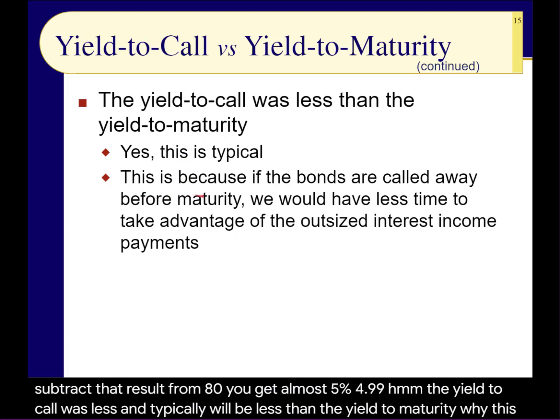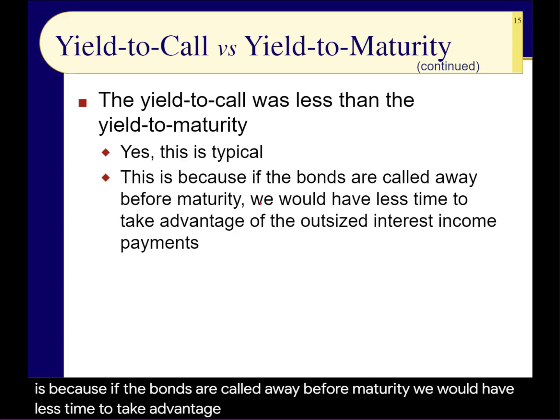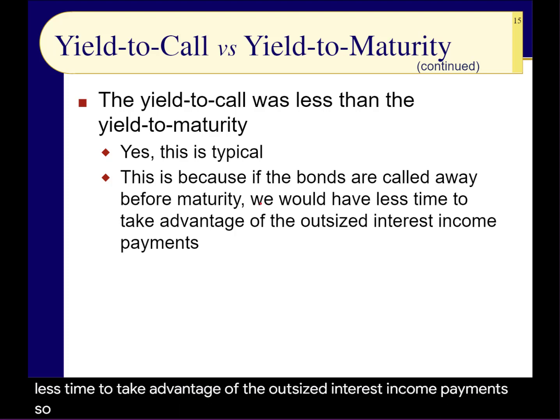Why? This is because if the bonds are called away before maturity, we would have less time to take advantage of the outsized interest income payments. So we're hoping the bond is not called away from us.